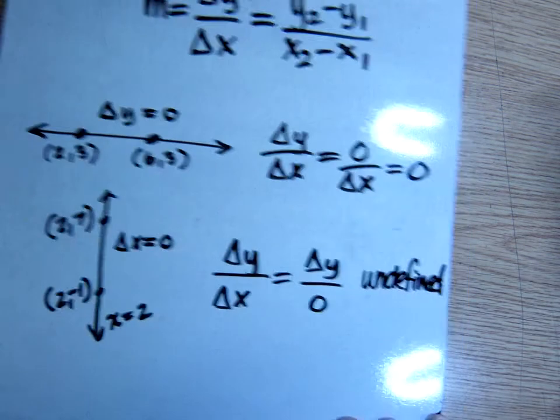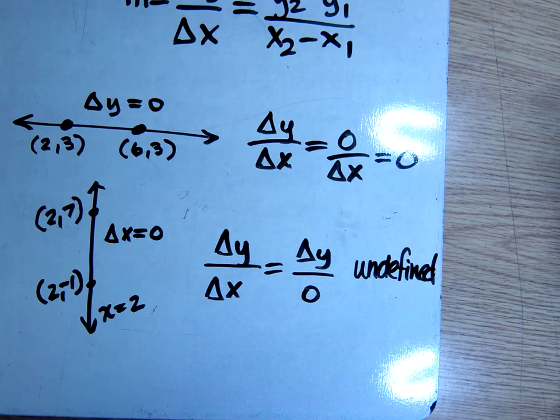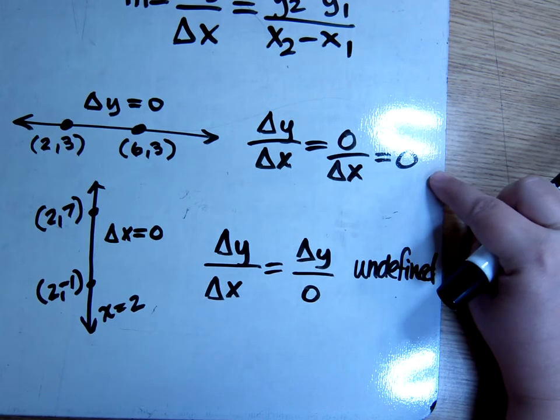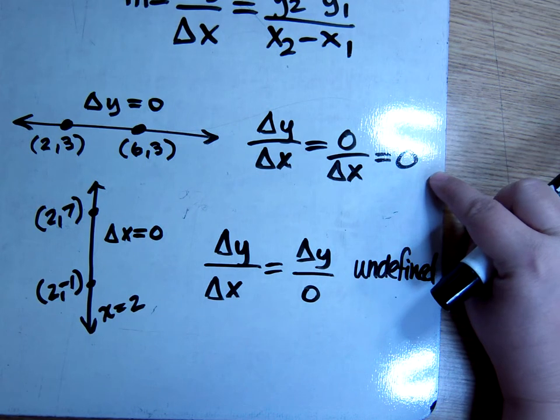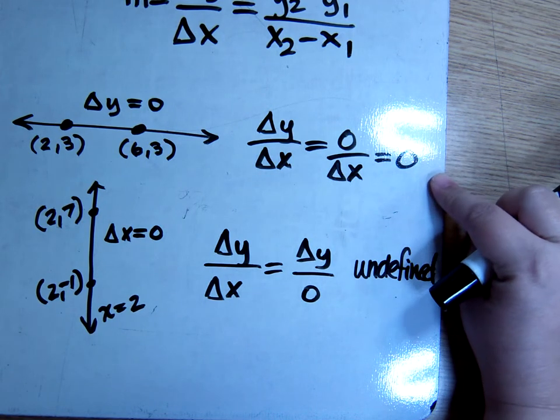Okay? We also sometimes call that no slope. There is no slope there. We would not call 0 no slope because 0 is a number. That's a slope. That's a value. Questions on that one? That was number 25.